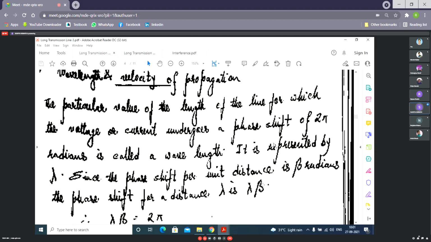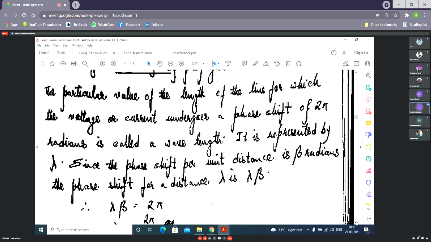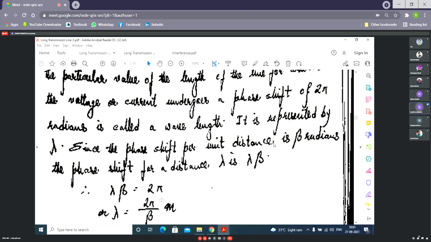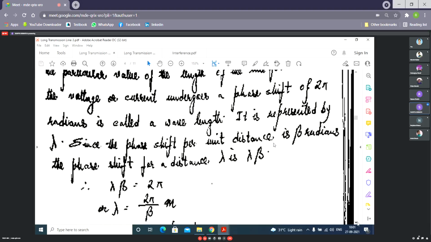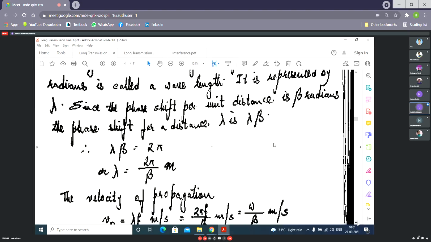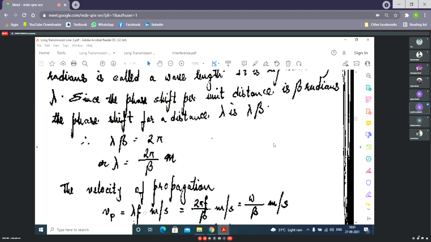Because beta is the phase shift per unit length, if you multiply it by the length lambda, it becomes lambda beta, and from the definition, when the length is lambda, the phase shift is equal to 2 pi. So lambda beta equals 2 pi. Now let us find the value of lambda. From here, lambda is 2 pi by beta, from the definition only. Now the velocity of propagation, how does it come as lambda f, because f is the frequency of the line.